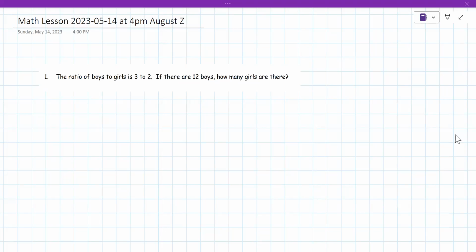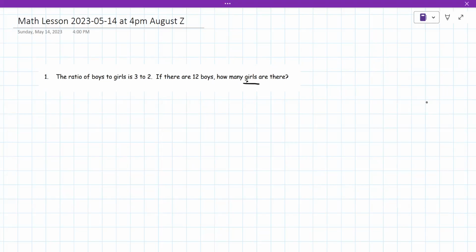You just picked this one out. I mean, you don't like the word ratio. I can sort of fix that, but I think this is fine. So what do you think here? How would you solve for the number of girls?